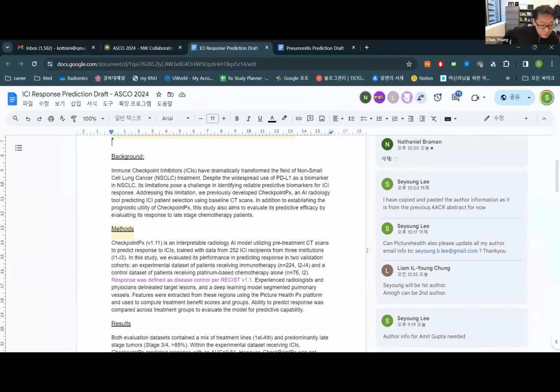So here, two cohorts, experimental receiving immunotherapy. What is I2 to I4? I think this is Institute 2 to Institute 4. So it's Institute 1, 2, 3. If you can recall, they are using patient information from a total of 4 institutions, and one of them is us, Northwestern, and they're referring to them as I1 to I4.